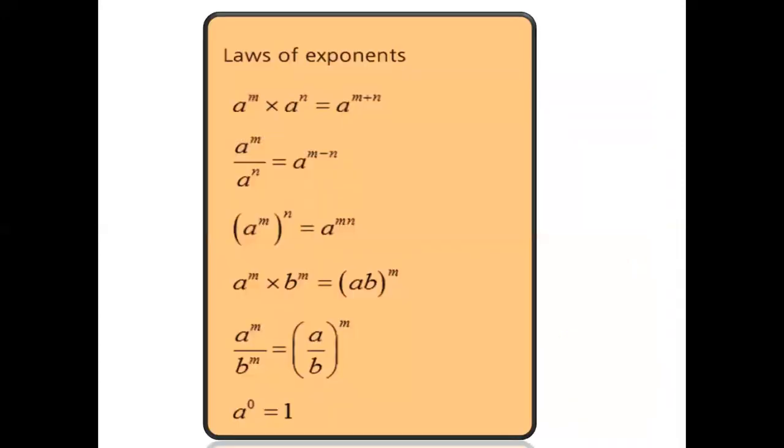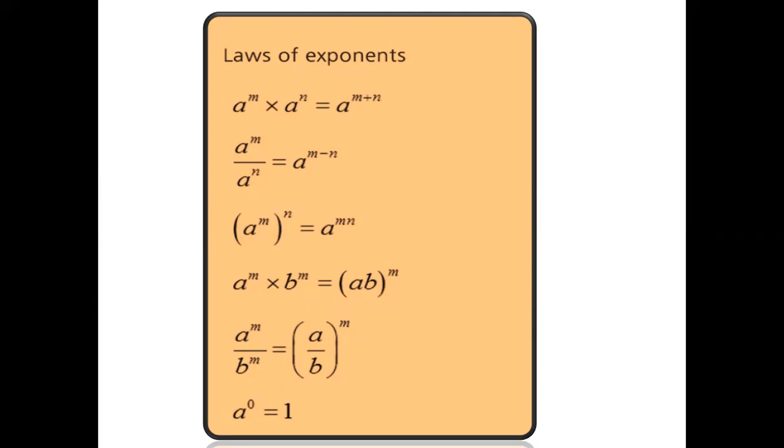Let's recall all the laws. Laws of exponents. First law was a raised to the power m multiplied by a raised to the power n is equal to a raised to m plus n. A raised to the power m divided by a raised to the power n is equal to a raised to m minus n. This is second law. A raised to the power m in brackets raised to n, that is power to a power, that is a raised to m n.